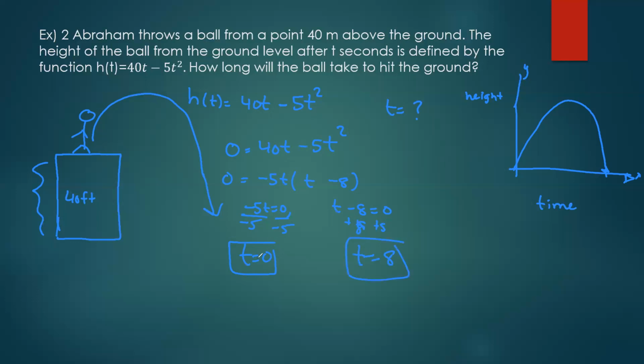So why could we exclude 0? Because at 0 seconds, you haven't moved at all. So that just wouldn't make sense. So I think our only answer would be t equals 8 seconds. Okay. Let's move on to example 3.